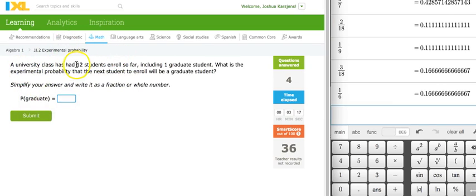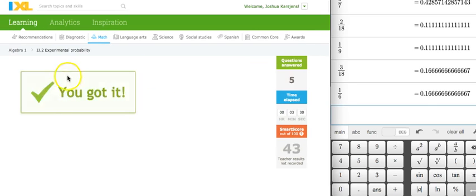There we go. The university class has had 12 students enroll so far, including 1 graduate student. What is the experimental probability that the next student to enroll will be a graduate student? Probably 1 out of 12. There you go. That's an easy one.